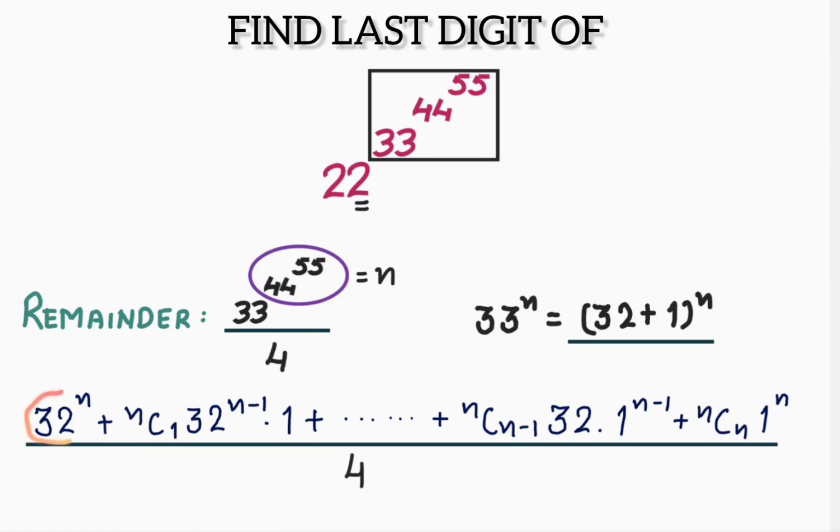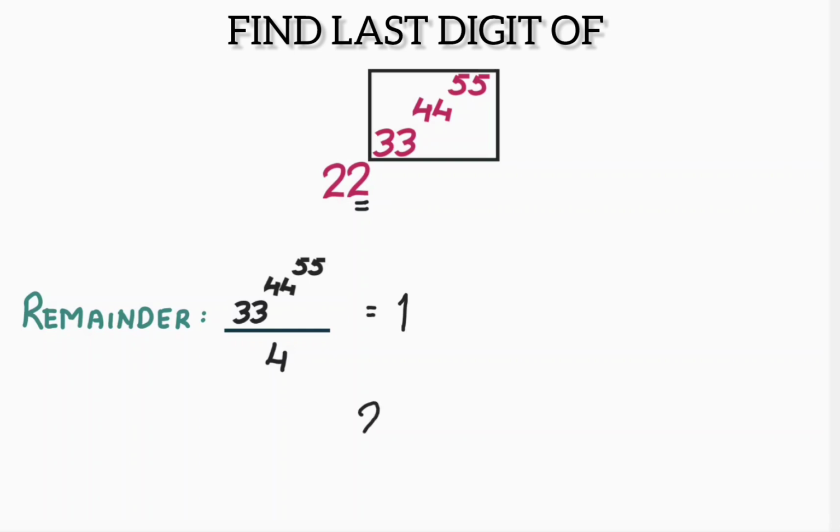We know that 32 is a multiple of 4. That means all the terms with 32 will leave the remainder 0. Only one term remains, which is 1 raised to the power n, and 1 divided by 4 will leave the remainder 1. We have already established 2 raised to the power 1 will end in 2, and that is exactly what you need. I hope you understood why this was not that difficult.